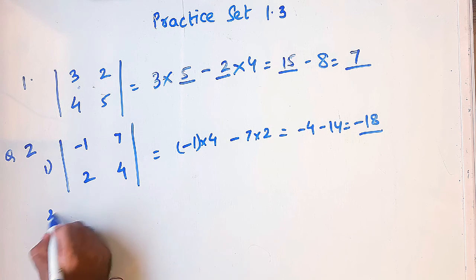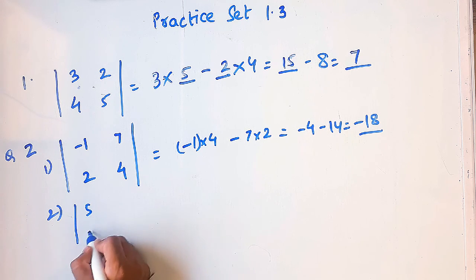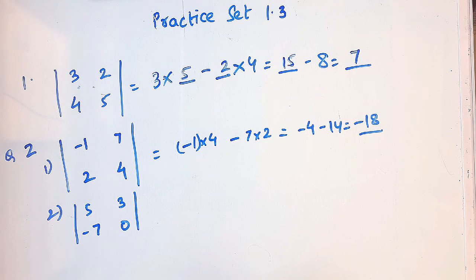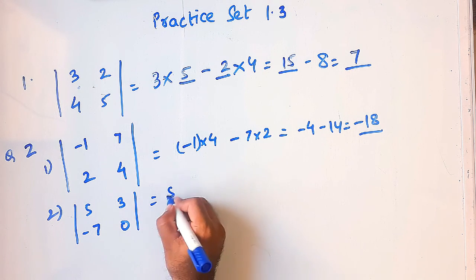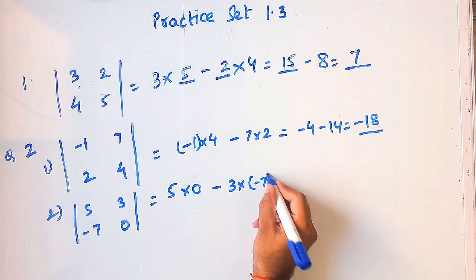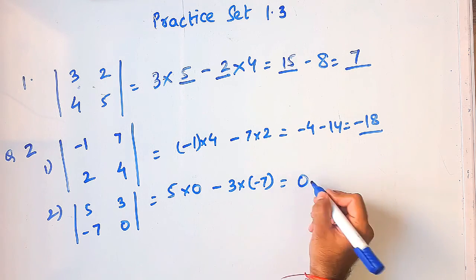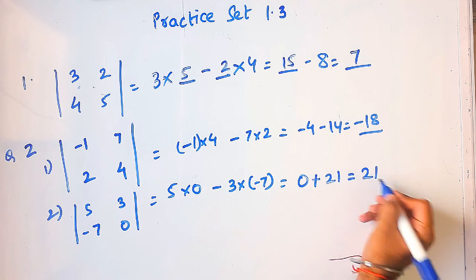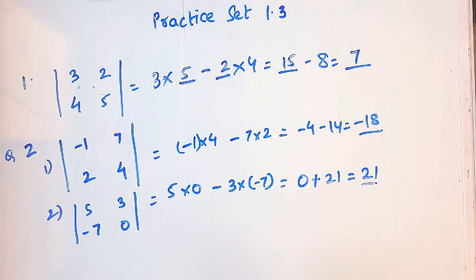Second one is 5 minus 7 3 0. So it is 5 into 0 minus 3 into minus 7. 5 into 0 is 0, minus minus will become plus, 7 3s are 21. What is 0 plus 21? It is 21.